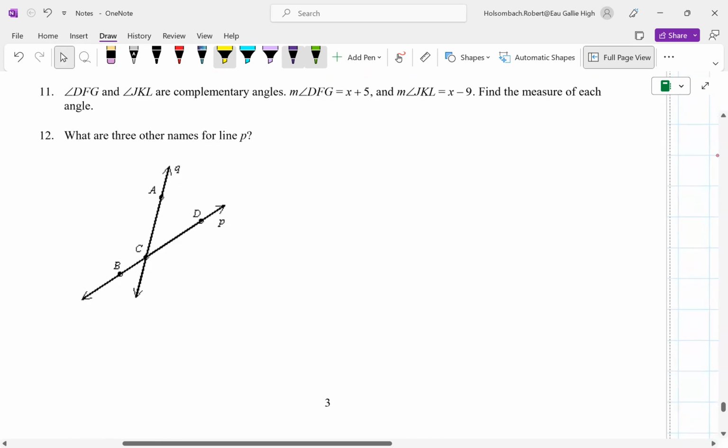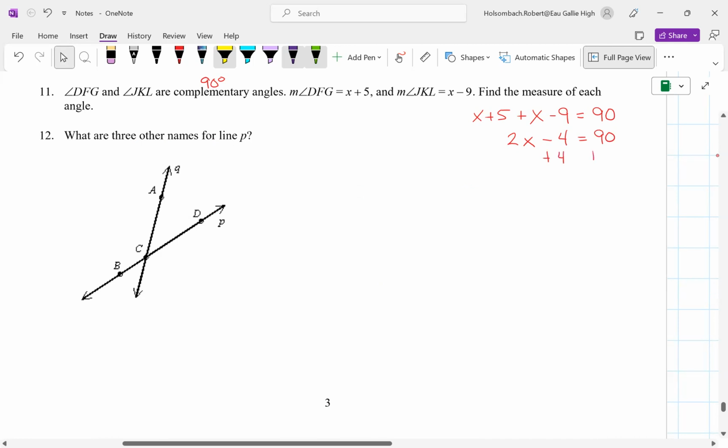Number 11, DFG and JKL are complementary angles. If they're complementary, then they sum 90 degrees. Find the measure of each angle. So we're going to take DGF, which is x plus 5. We're going to add it to JKL, which is x minus 9. And the sum of those two angles is 90 degrees. So we're combining like terms again. 2x, and now we got a positive 5 minus 9 gives us a negative 4, equal to 90.